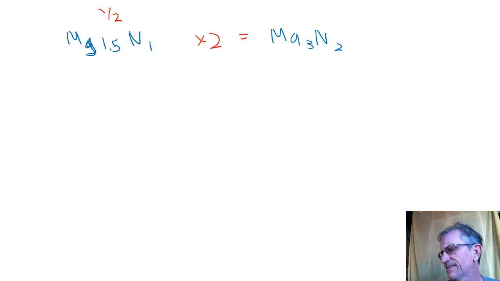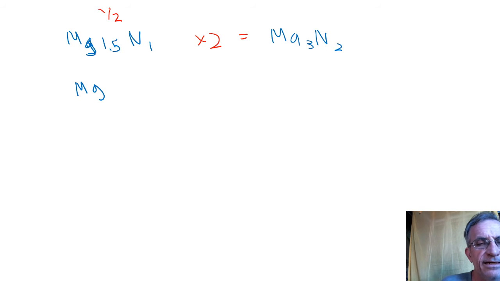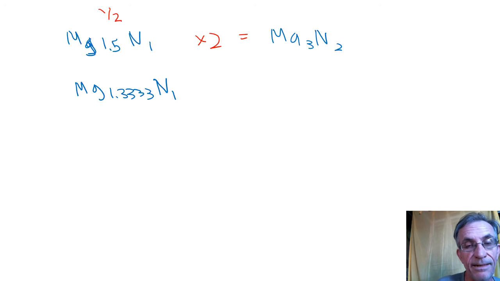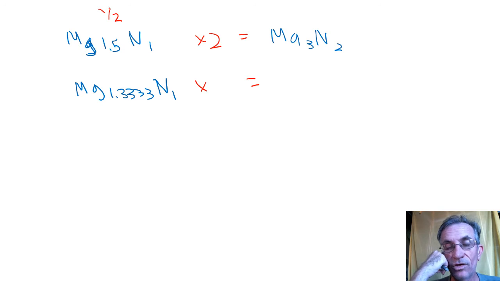Now let's look at some other potential ones, okay? Let's say you ended up with this. This could also happen, maybe in another problem, all right? Mg 1.333 N1. If you got that, and I told you, hey, don't tell me that is the answer because there's not whole numbers there, figure out something you can multiply by to end up with whole numbers. Multiplying by 2 wouldn't do it. What do you want to multiply by? Well, one way to think about it is my problem is the 0.3333333.